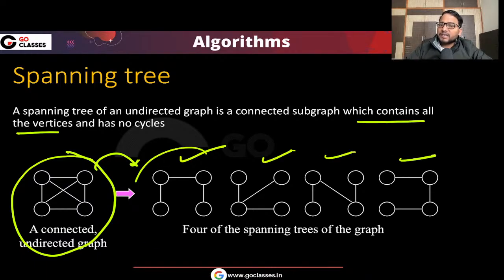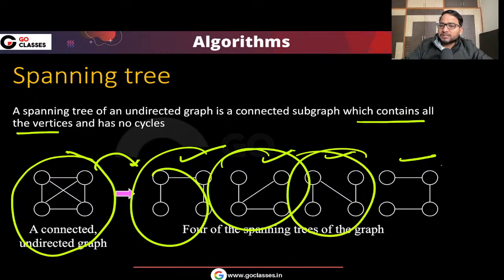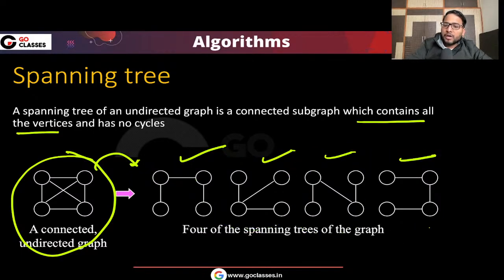That's why this is a spanning tree, this is also a spanning tree, this is also a spanning tree, this is also a spanning tree, right? So these all are spanning trees.